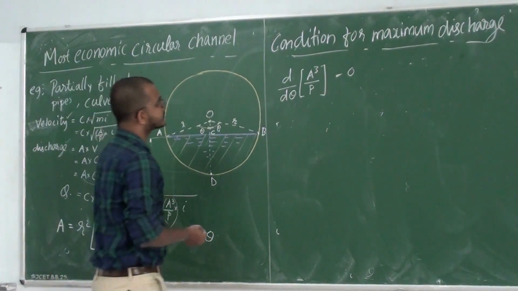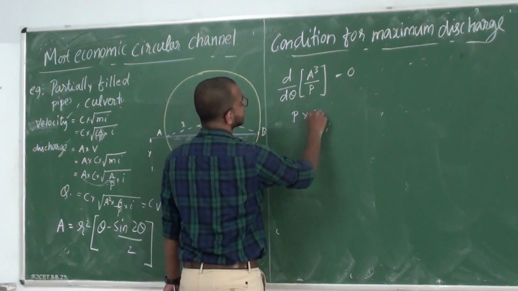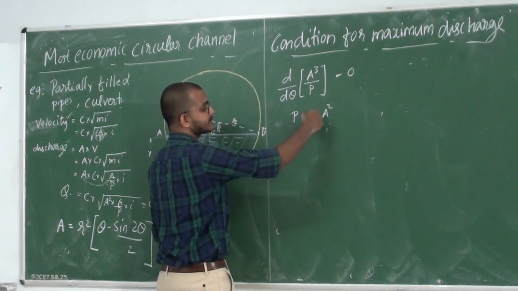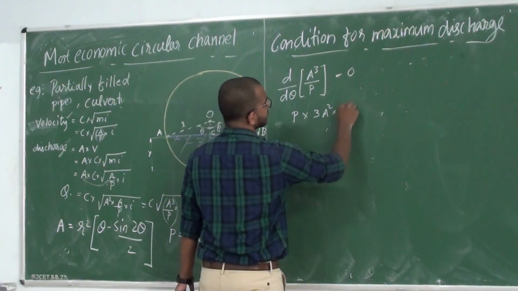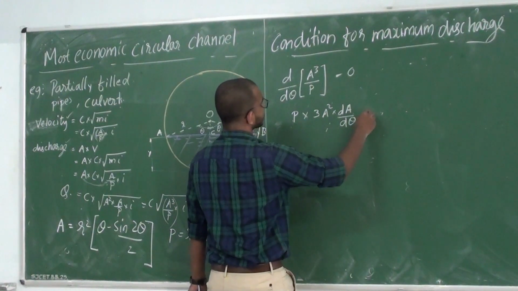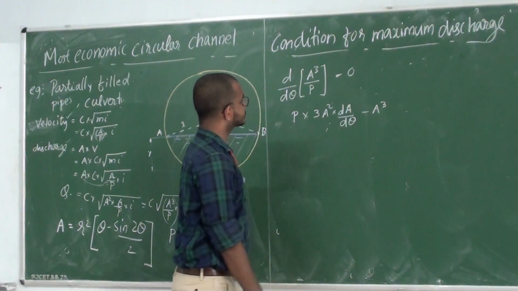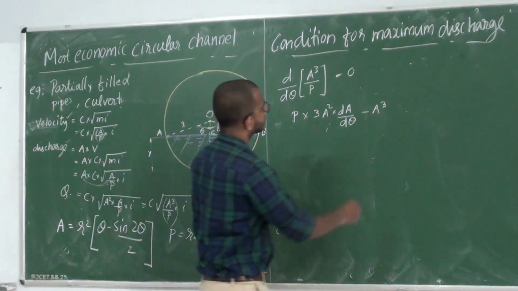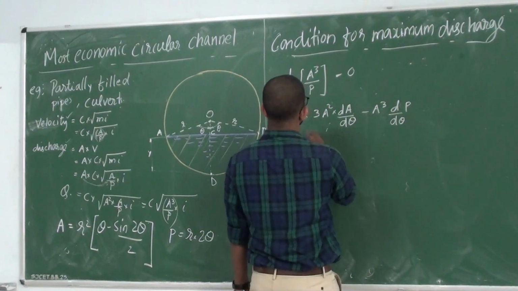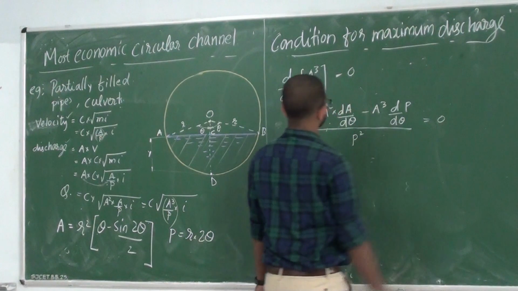So just differentiate this equation. It is P into 3A square, since if you differentiate A cube, you will get 3A square into dA by d theta, minus A cube into dP by d theta, divided by P square, equal to 0.